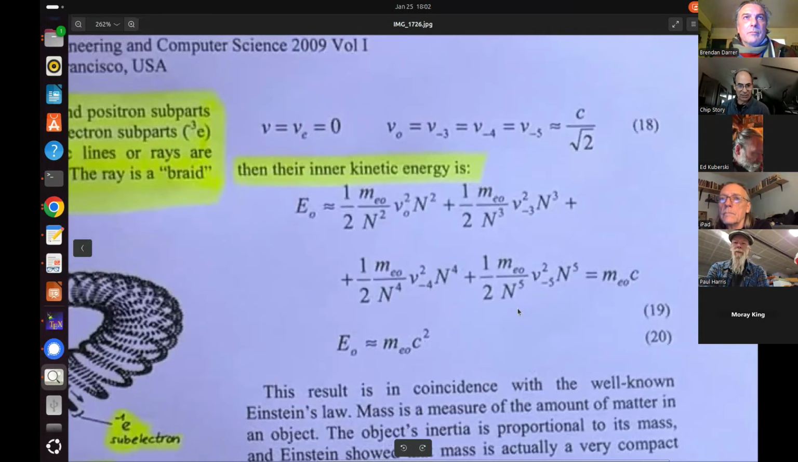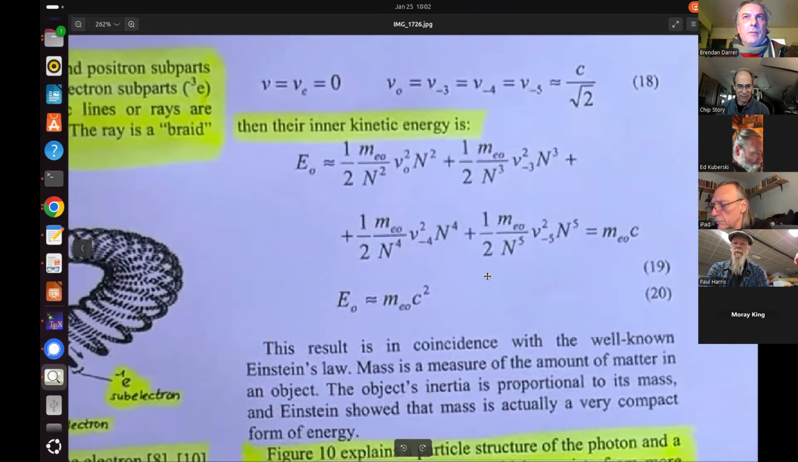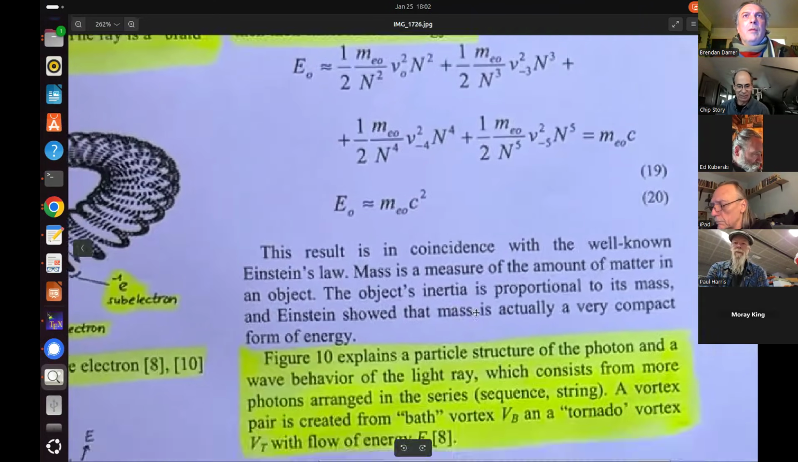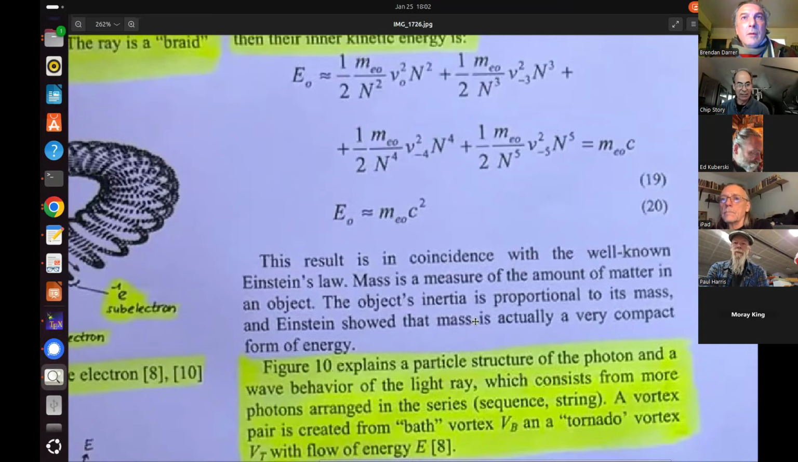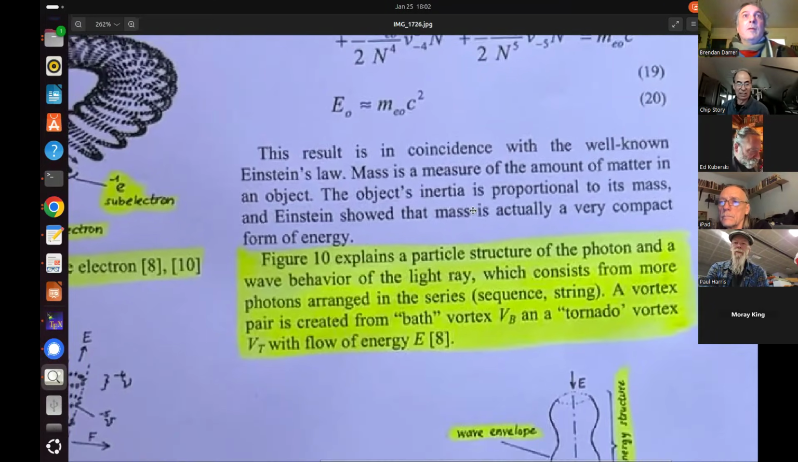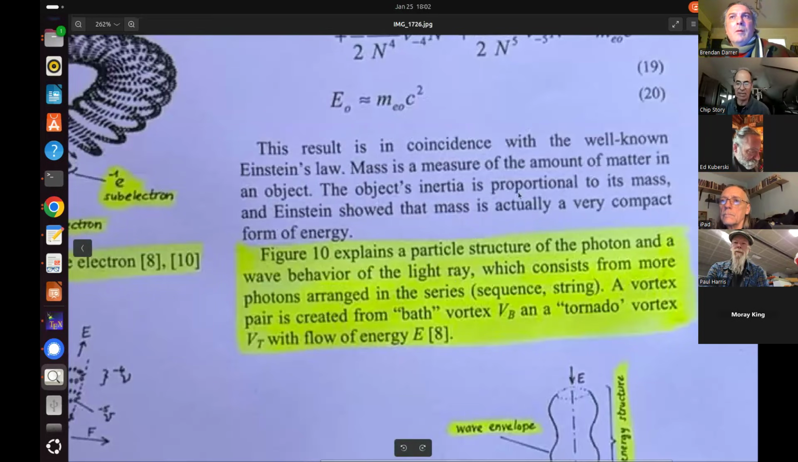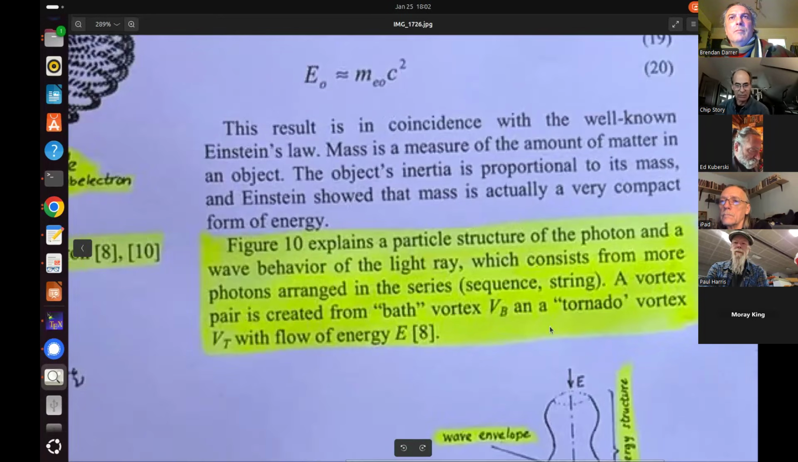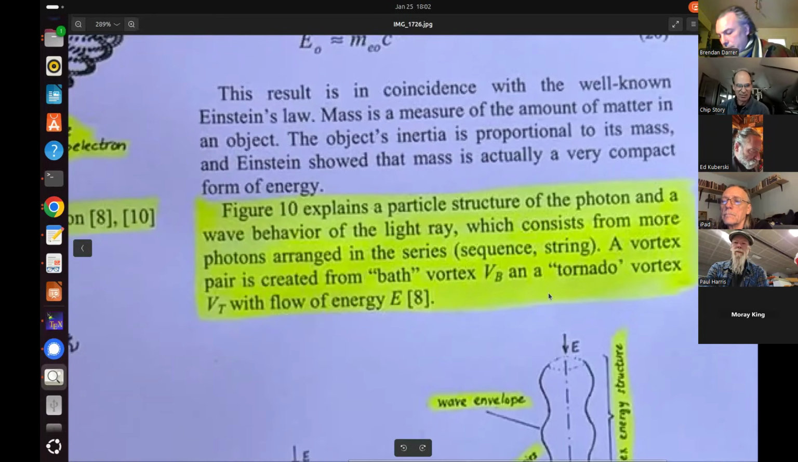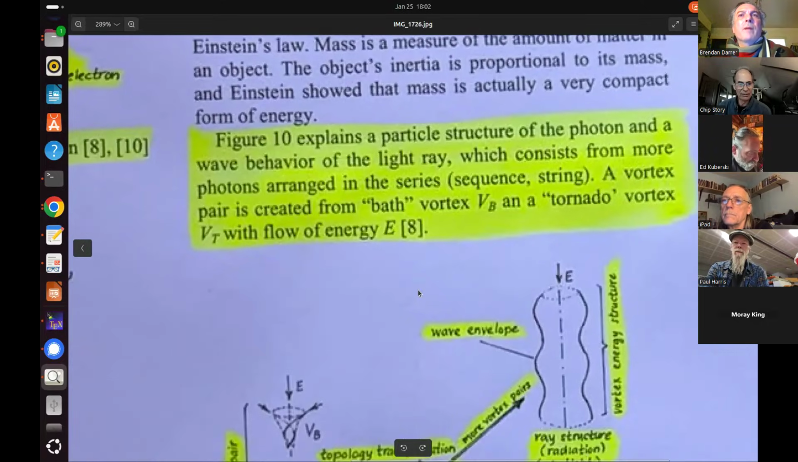Okay, so some interkinetic energy descriptors in an equation. E equals mc squared at the bottom. Imagine that. This result is in coincidence with the well-known Einstein law. Mass is a measure of the amount of matter in an object. The object's inertia is proportional to its mass. And Einstein showed that the mass is actually a very compact form of energy. Frozen energy.